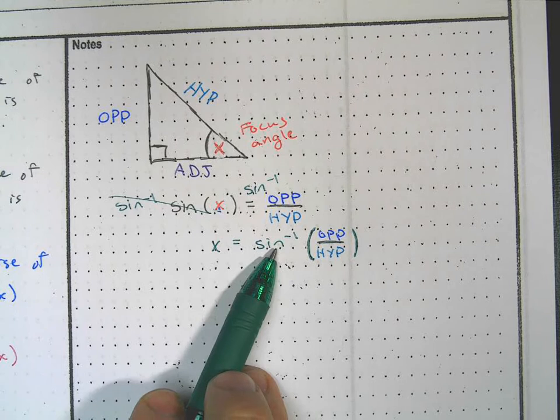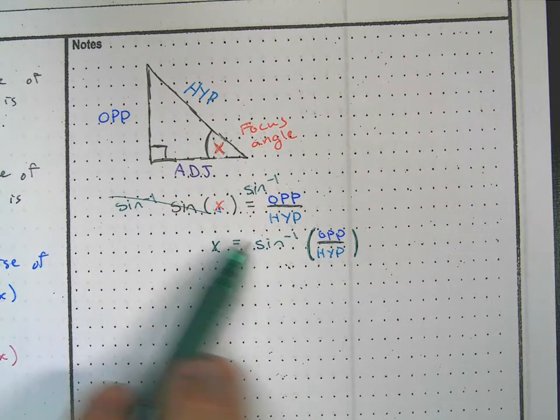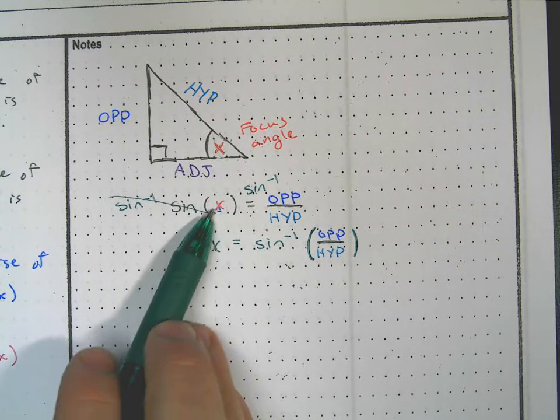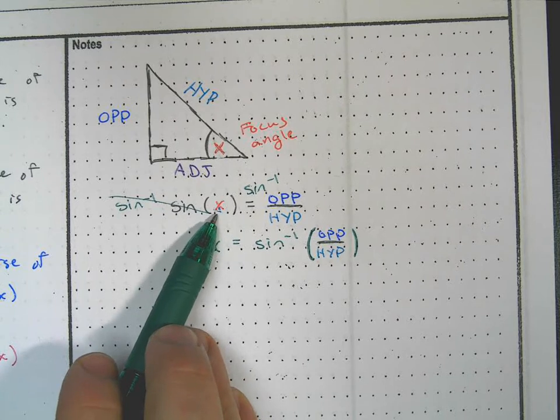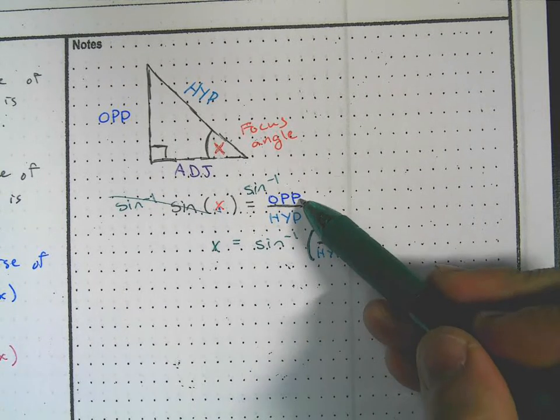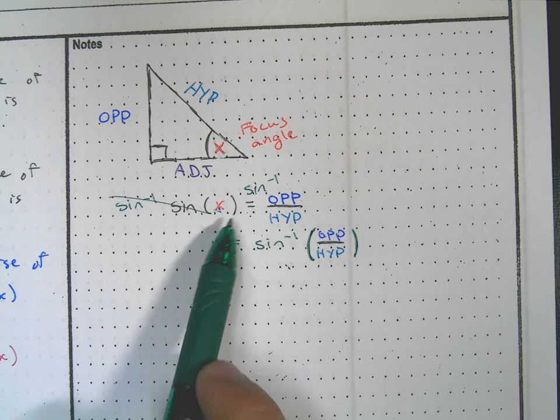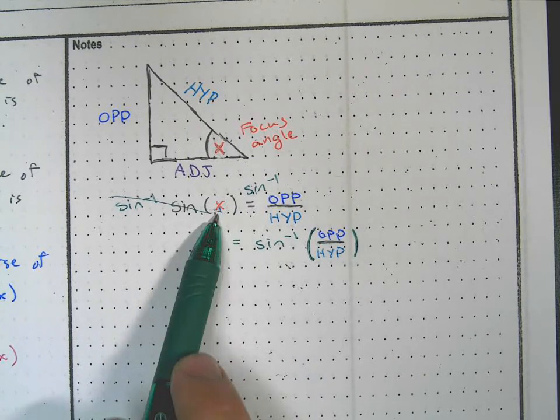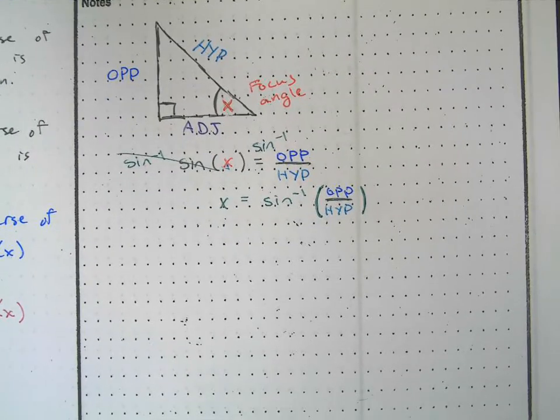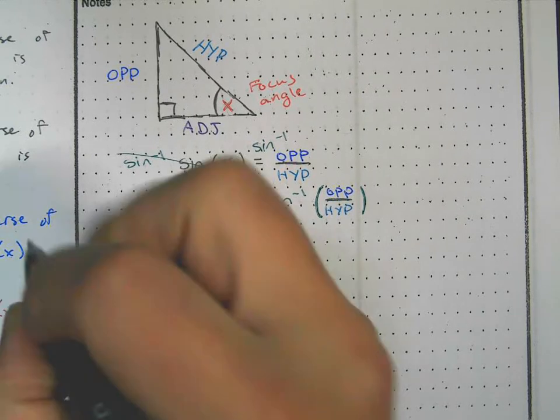So that's where the sine inverse is coming into play. It's what helps us solve when x is inside of the sine. Last week we had x over here as a part of our fraction. Today we're going to put x in here, and we're going to be able to solve for x like this. So let's look at some examples.